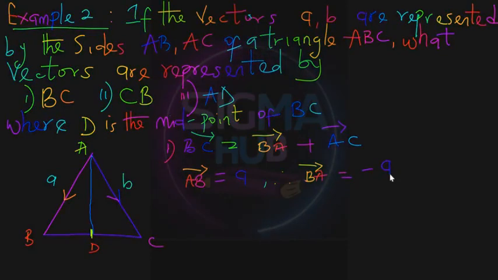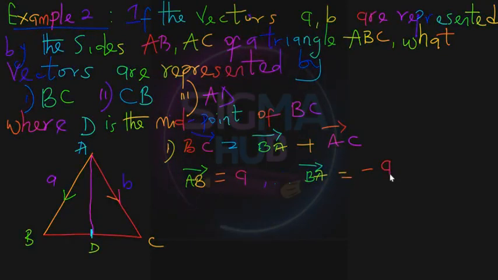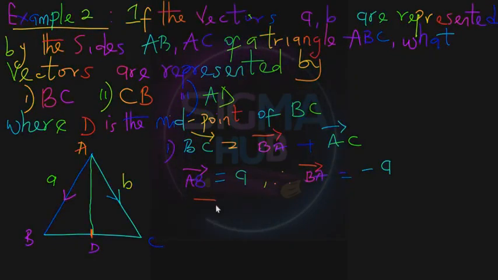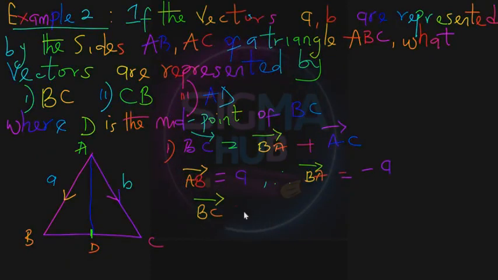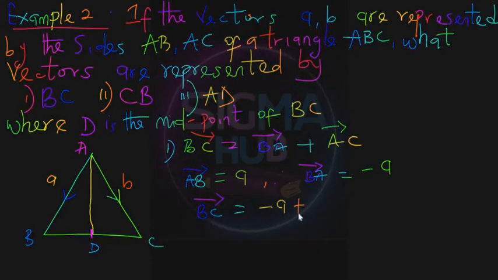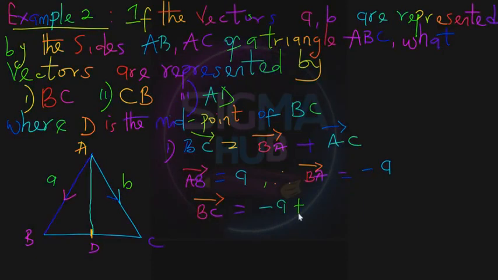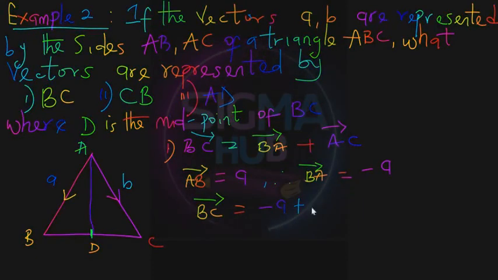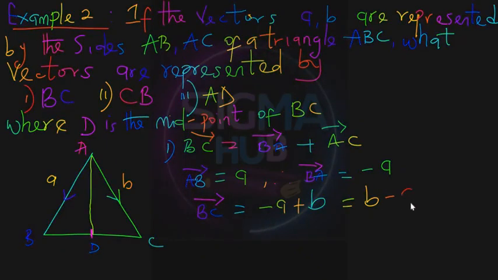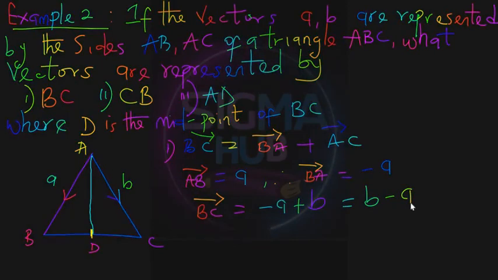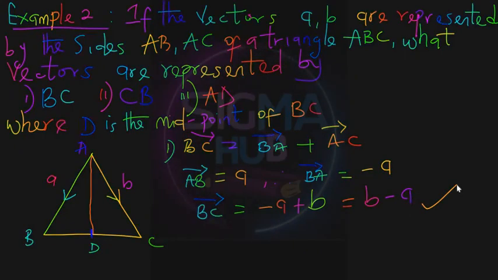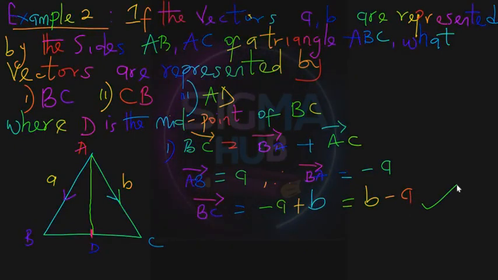So let us quickly represent this into what we have under question 1. So therefore I can say BC is BA, which is negative A, minus A, plus AC, which is already given to me as B, then plus B. So which is the same thing as B minus A. Therefore, vector BC is represented as B minus A, or minus A plus B.